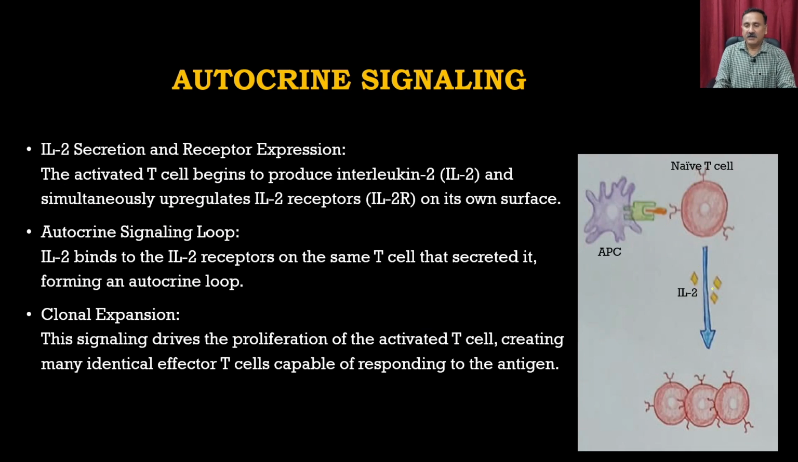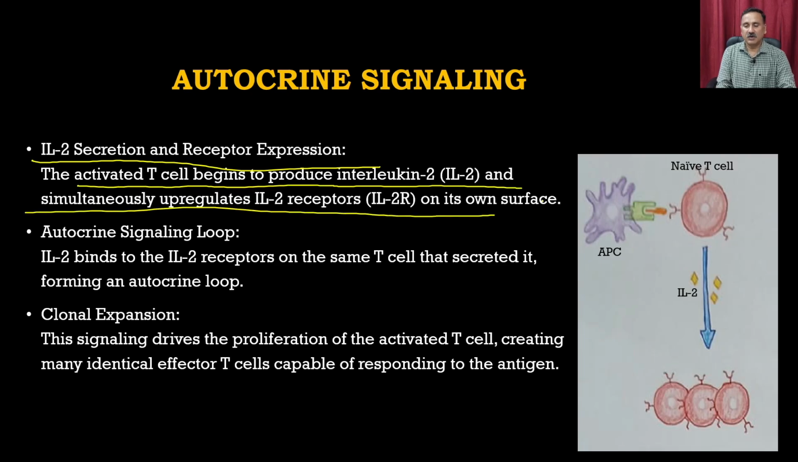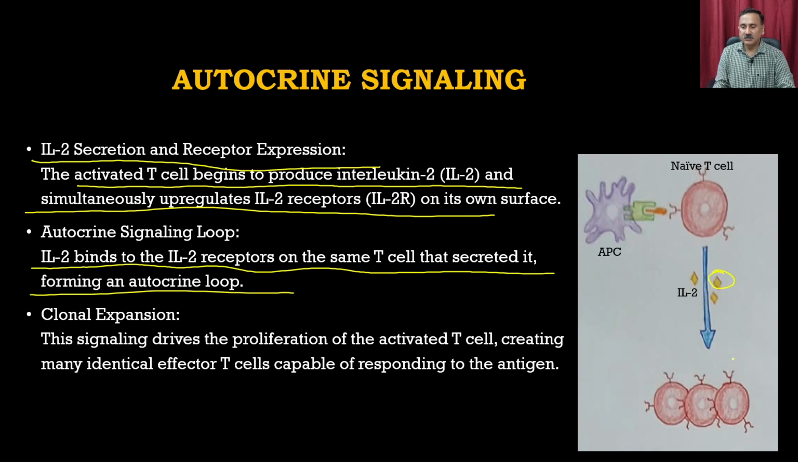And then the cytokines are going to be secreted from the naive T cells. So there will be IL-2 secretion, and there will be receptor expansion. The activated T cell begins to produce IL-2 and simultaneously upregulates the IL-2 receptor on its cell surface. Then IL-2 binds to the IL-2 receptor on the same T cell, forming an autocrine loop, which means this IL-2 will bind to the T cell and signal for the secretion of more and more IL-2, and that's how there will be the expansion of this activation.